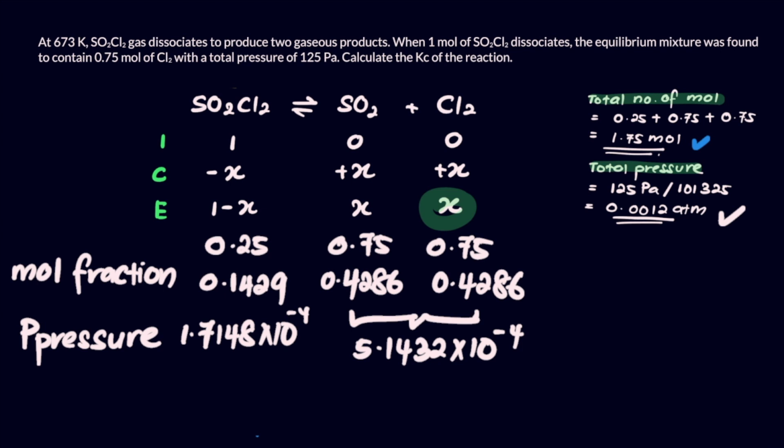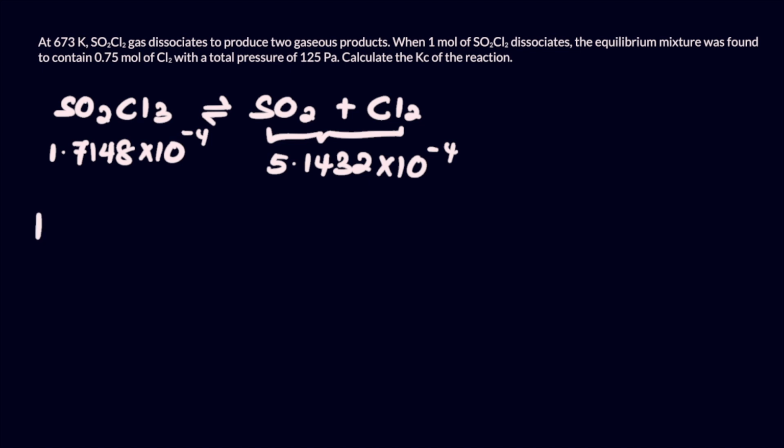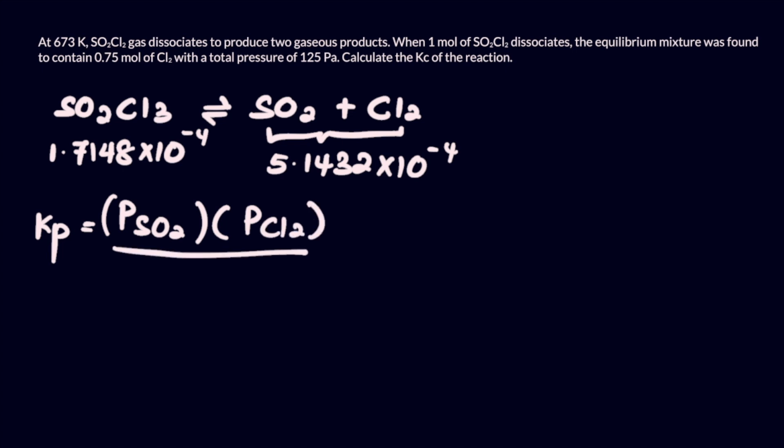So what we are going to do now is calculate the value of Kp by using these values. Kp is equivalent to whatever is at the product: partial pressure of SO2 times partial pressure of Cl2, divided by the partial pressure of SO2Cl2. So you just plug in the values here.